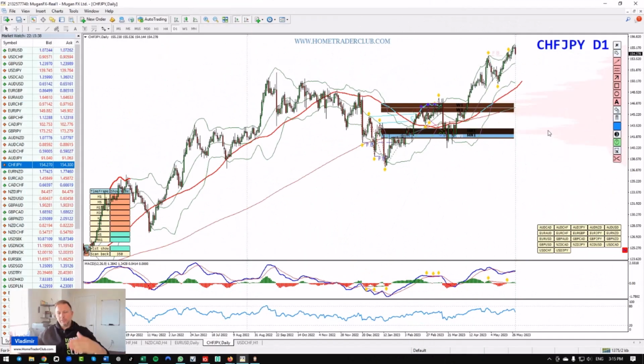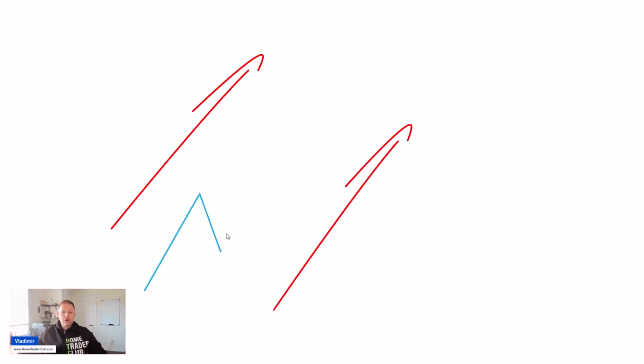And now I want to talk about the trend, but first of all, I will go to a blank screen just to present what I have to say about the trend. So first of all, what is a trend? A trend is a sequence of highs and lows going in the same direction. I'll repeat, a trend is a sequence of highs and lows pointing or aiming in the same direction.